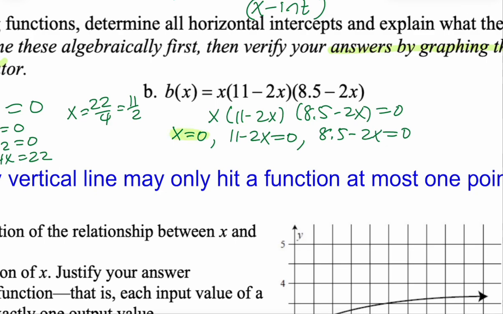So this one's done. We got an answer of 0. This one, we get that 11 equals 2x, so x is 11 halves. And then this one, we get 8.5 equals 2x. So x, they left a decimal, we'll use a decimal. That's 4.25.